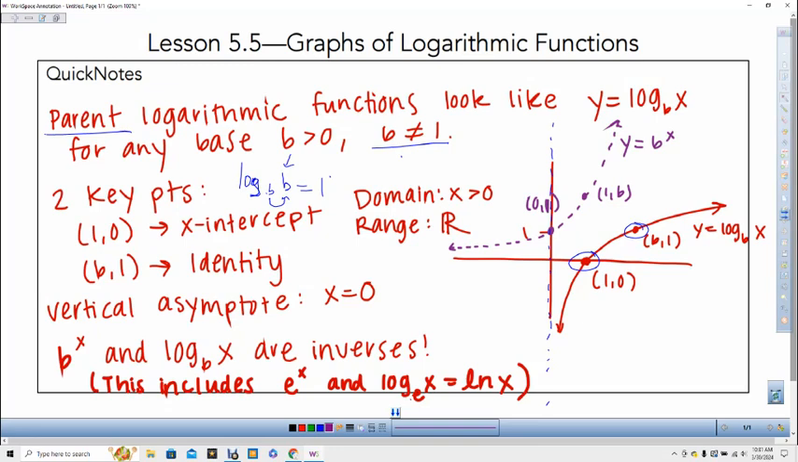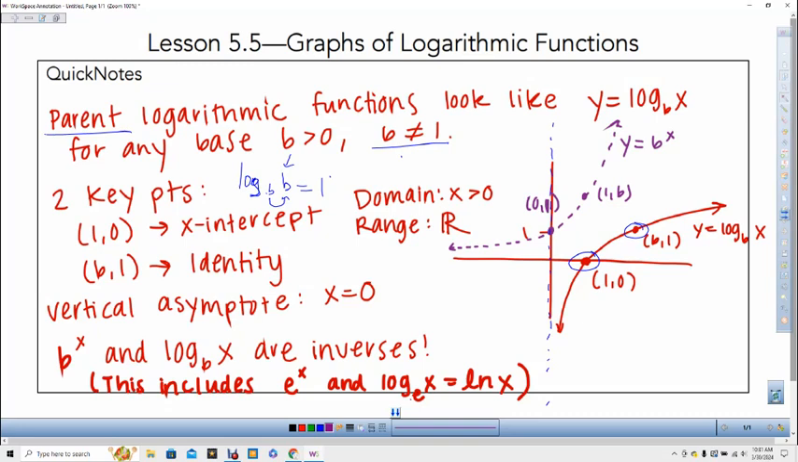And b to the x and log base b of x are inverses. They undo one another. We can see that right here with the purple line. That is, if you remember, the exponential function, and in this case, it's the function b to the x power. And you'll notice that this point and this point, this point and this point, they both exist on both of them. And what do we notice?